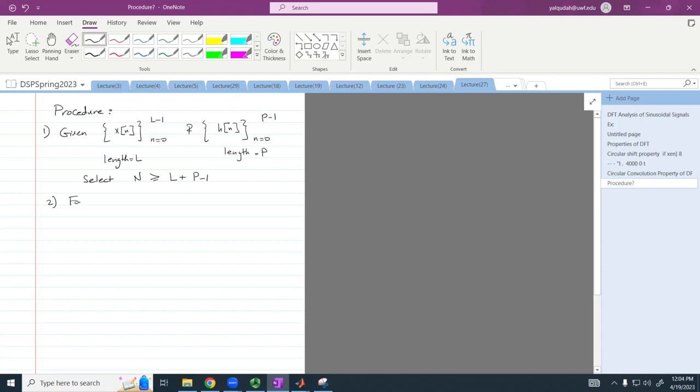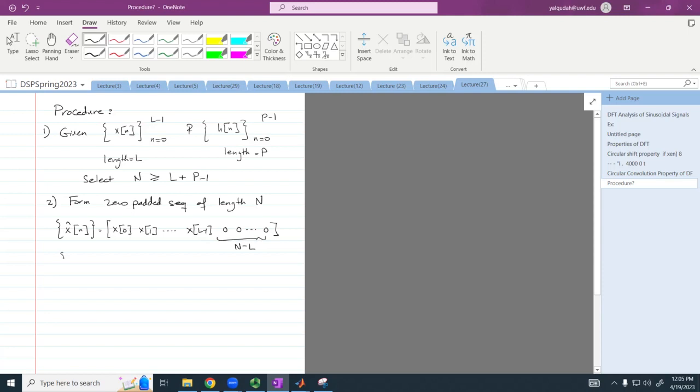And I'm going to form a 0 padded sequence of length n. So therefore, I'm going to form x hat of n that is going to equal x of 0, x of 1, all the way to x of L minus 1, and then 0, 0, all the way to zeros. So here I'm going to have n minus L zeros.